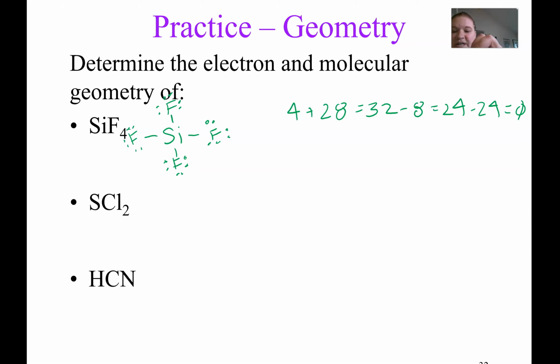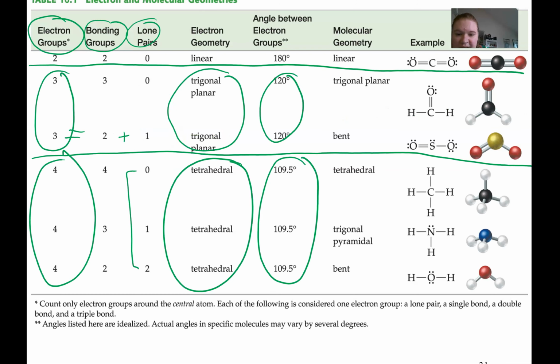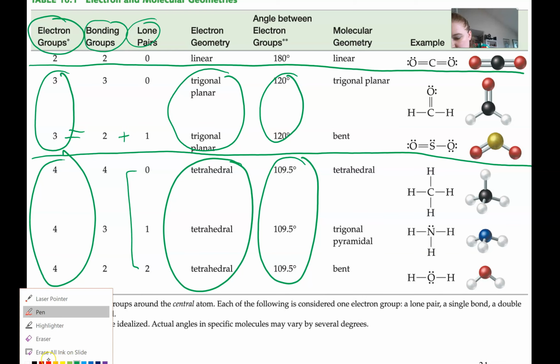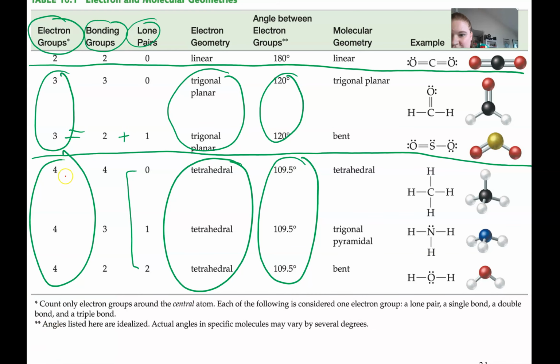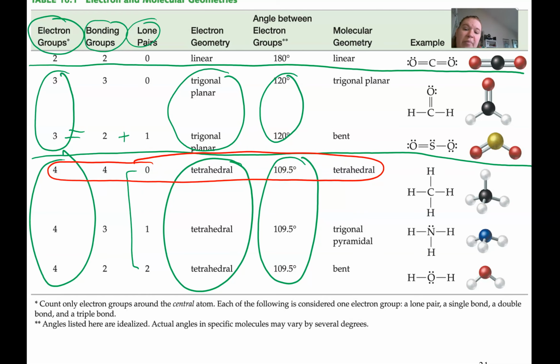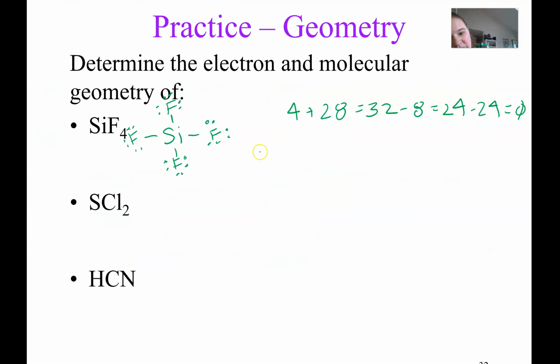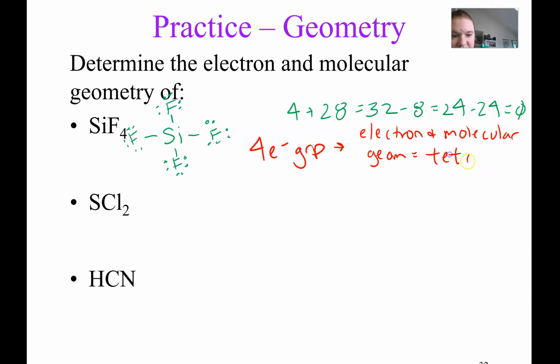It's good. So to answer the geometry question, I can go right back here. I have four electron groups and no lone pairs. So that tells me that my electron and molecular geometry are both tetrahedral. So four electron groups tells me that the electron and molecular geometries are tetrahedral.